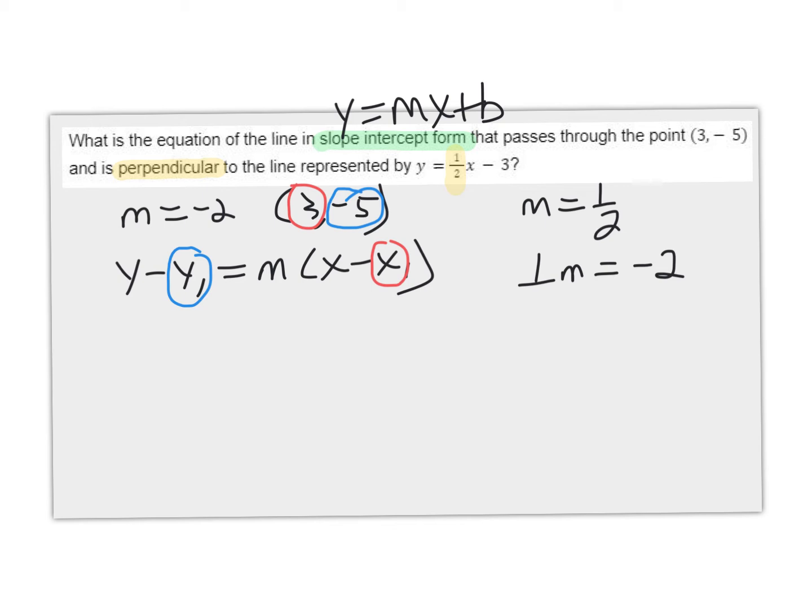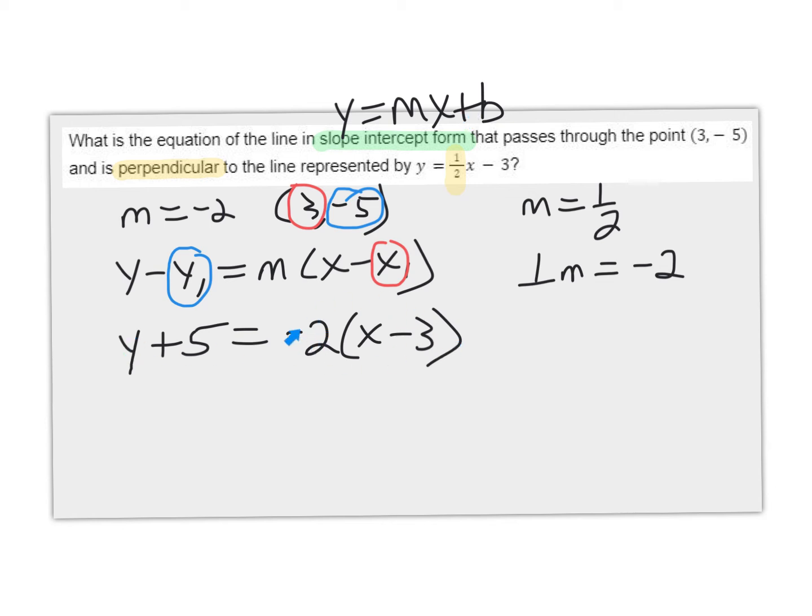All right, so let's rewrite it. So that's going to be y and then minus -5. Well, minus -5 becomes +5, so I'm going to write y plus 5 equals, my slope is -2, so -2 times x minus 3. Okay. Now this is in point slope form, but we want it in slope intercept form. So we have to work all this out.